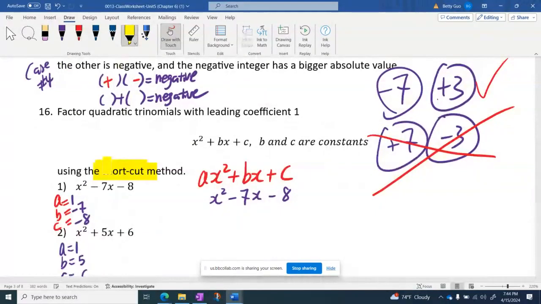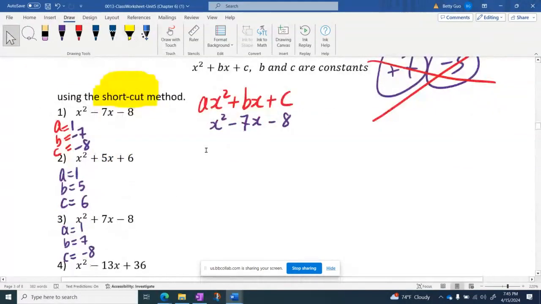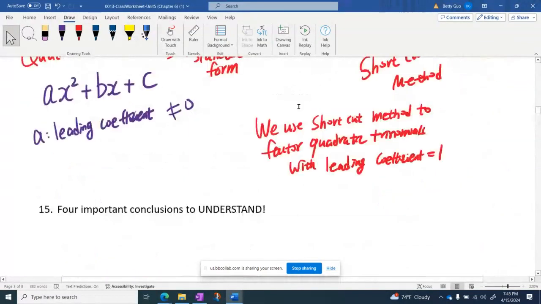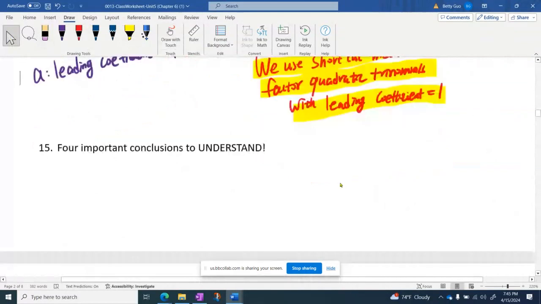Okay, now we are ready to use the shortcut method to factor polynomials. Question: when do we use the shortcut method? We use the shortcut method to factor quadratic trinomials with leading coefficient 1. It has to be a quadratic trinomial: 3 terms, degree is 2, and the leading coefficient has to be 1. And then you think about the shortcut method.